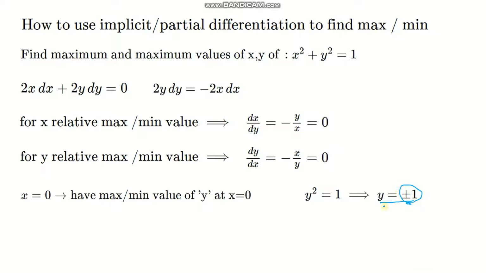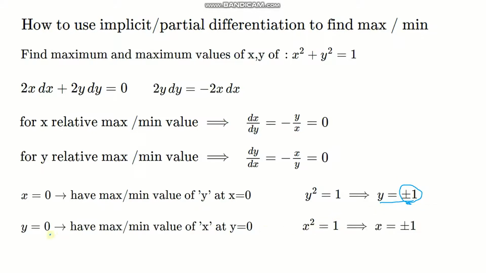Now for the x part, to find its maximum or minimum value, we need y over x equals 0. And that is y equals 0. So when y equals 0, we have the maximum or minimum value of x. Again, substituting in the original equation, we only have x squared equals 1 and x equals plus or minus 1. And again, that's the value we're looking for. By using partial differentiation, we just found the maximum and minimum values of x and y.